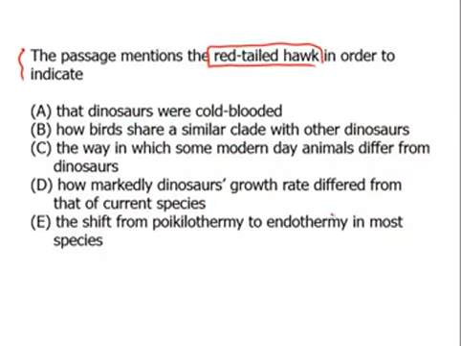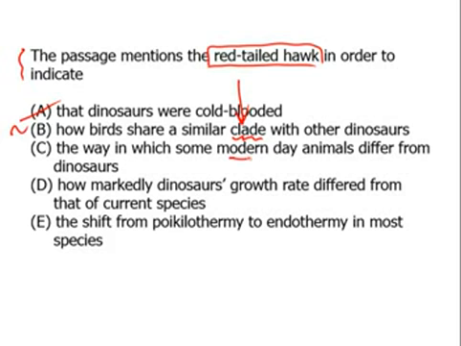And so now we can go back to the answer choices, and we can see that he's not mentioning, A, that dinosaurs were cold-blooded. That's not why the red-tailed hawk was brought up. B, how birds share a similar clade with other dinosaurs. This is kind of jargony, meaning a non-typical word that shows up in the passage that you'll have to go back and find to remember what it means. And so in this case, I put a little squiggly line next to answer choices like B, meaning I can come back to it if nothing else works, but I don't want to waste my time trying to remember what a clade is.